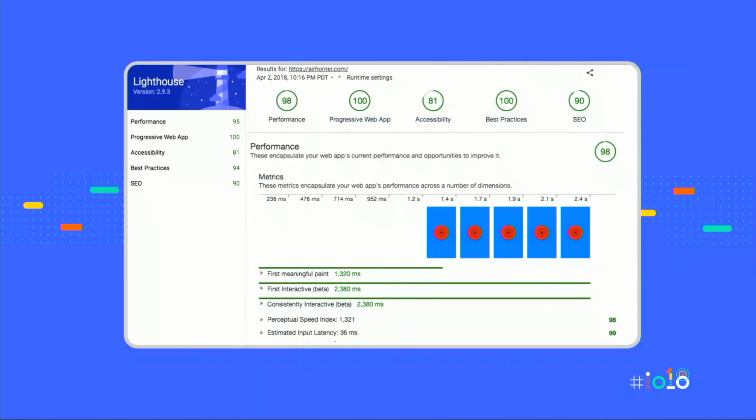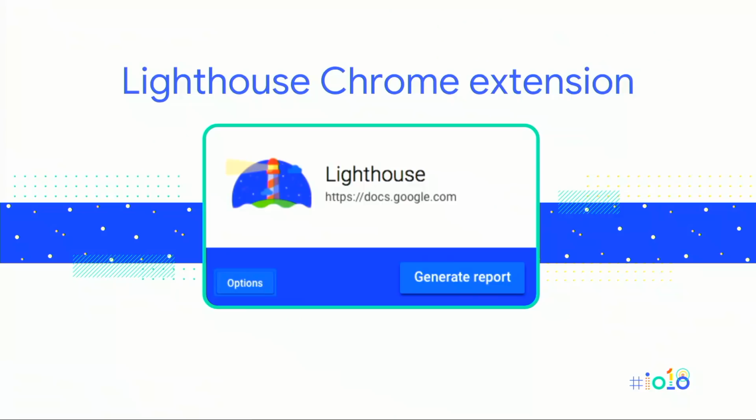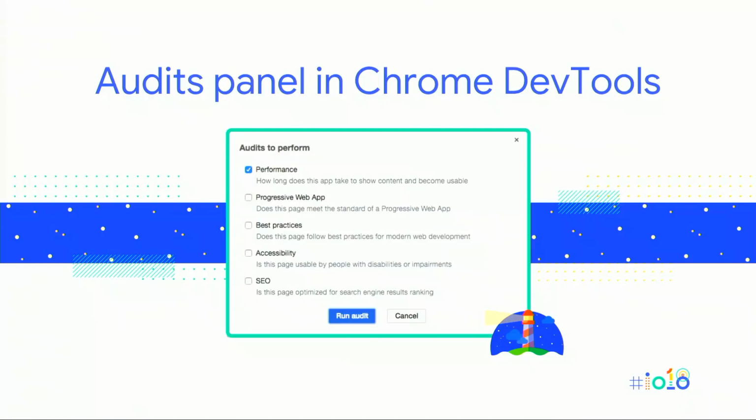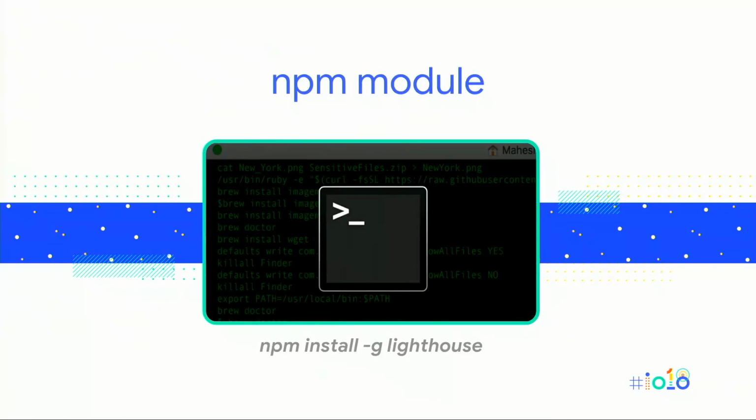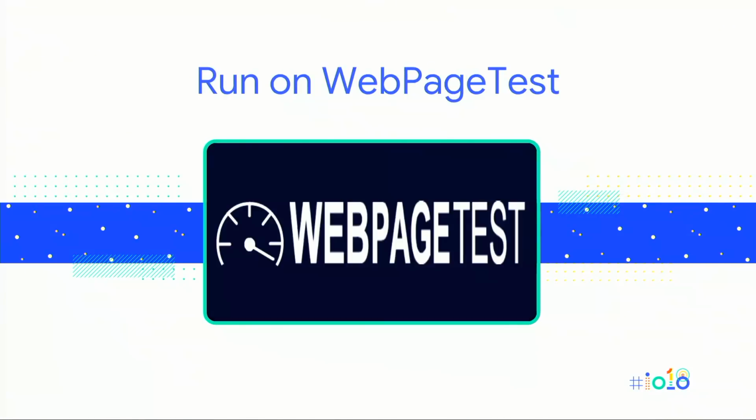Today, you can run Lighthouse through 4 different ways. You can run it as a standalone Lighthouse Chrome extension. You can run it on the audits panel in Chrome Developer Tools. You can run it as an NPM module, and this is the NPM command to install it if you choose to. And you can run it on WebPageTest.